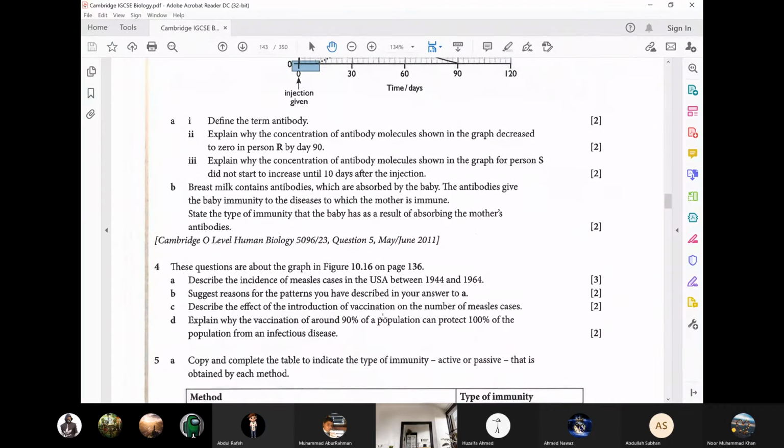Next question. Breast milk contains antibodies which are absorbed by the baby. Now, boys, before that, I have a question. We learned this chapter. Right after the birth, the milk is produced from the mother's mammary glands. What is the name of that milk that contains antibodies? Who will tell me?